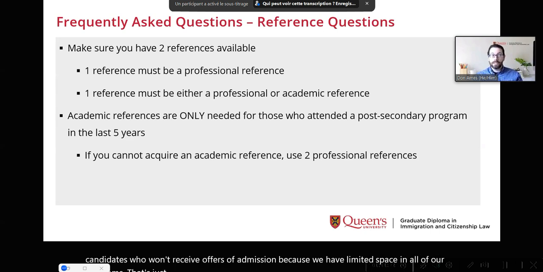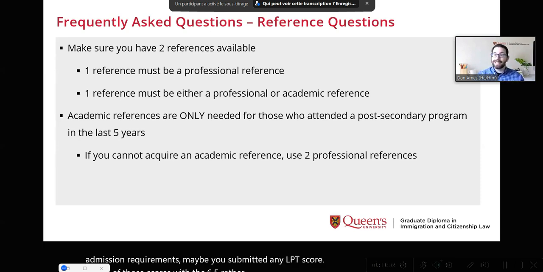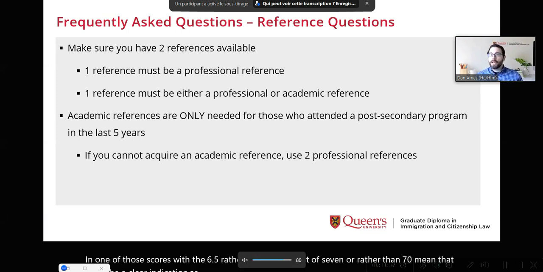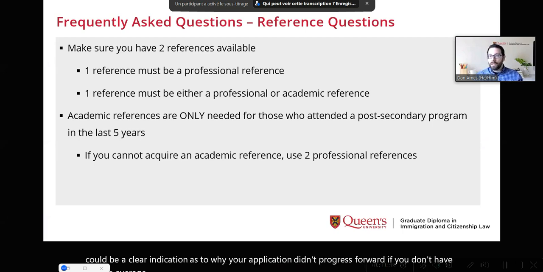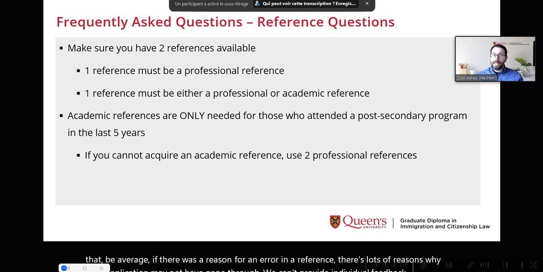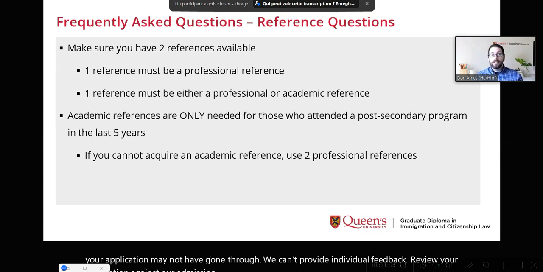That's just the circumstance. If there was a reason why you didn't meet any of our admission requirements, maybe you submitted an ELPT score and one of those scores was a 6.5 rather than a 7, or a 60 rather than 70, that could be a clear indication as to why your application didn't progress forward. If you don't have that B average, or if there was an error in a reference, there's lots of reasons why your application may not have gone through. We can't provide individual feedback. Review your application against our admission criteria, and just know that it's a very competitive program.